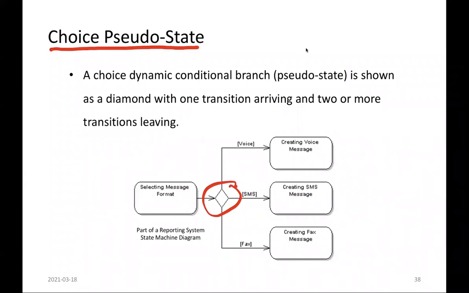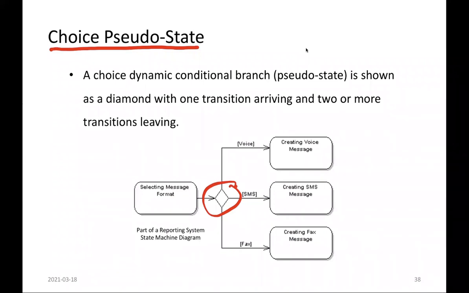So instead of having just one initial state, which we normally call the pseudo state, and then there's always one transition from the pseudo state going to the next state. If we have a choice pseudo state, that means we start from the same point, but we could have multiple branches going to different states. At this point, we are not using the solid circle anymore. We're going to use a diamond transition. And then from the diamond, we could have two or more transitions leaving from the choice pseudo state.